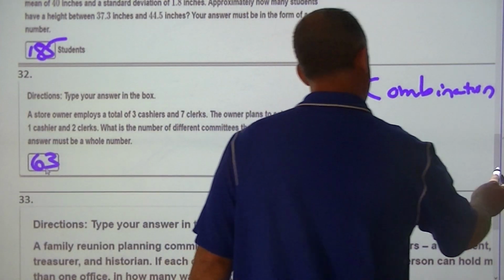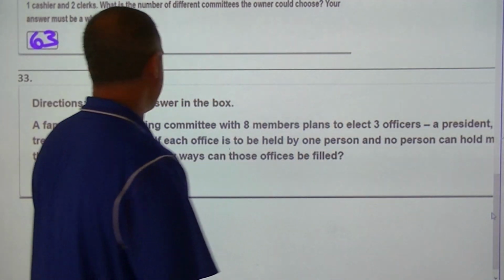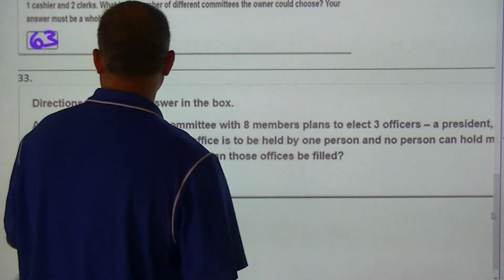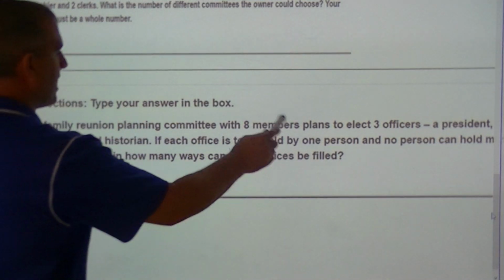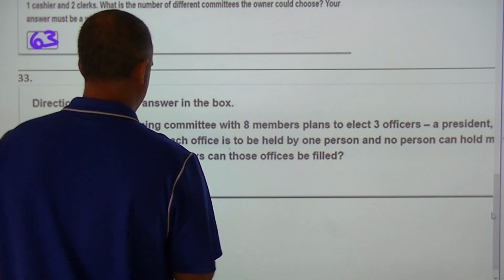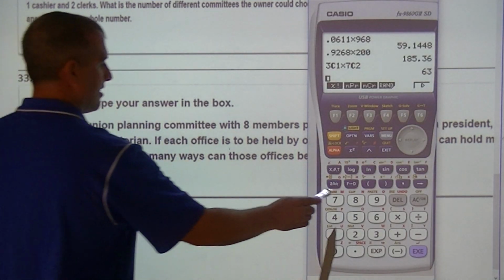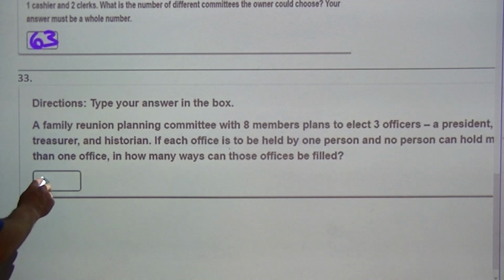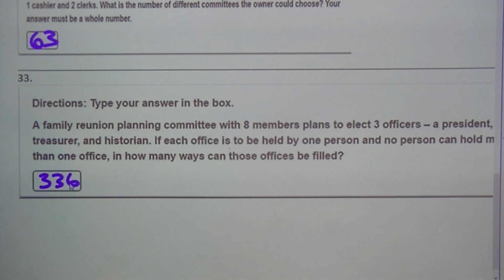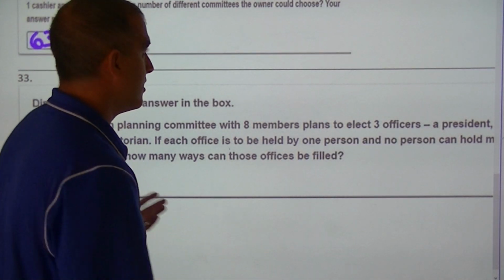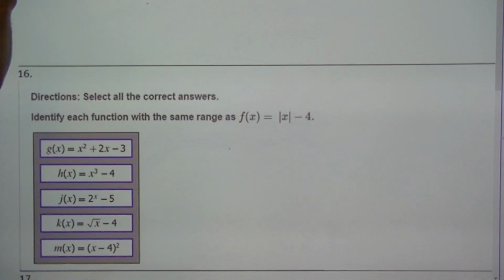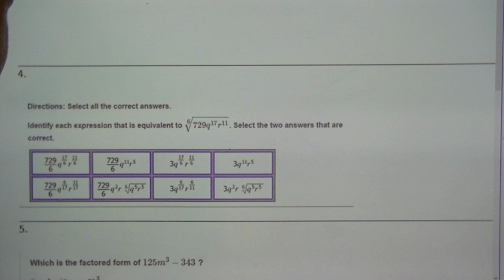Now, this next one is 8 members, offices. Okay? So when those are titles, this is going to be a permutation. So that's going to be 8P3, 336. So I've worked through the test just using my calculator. Nothing has been used so far with a pencil. Now I'm going to go back through.